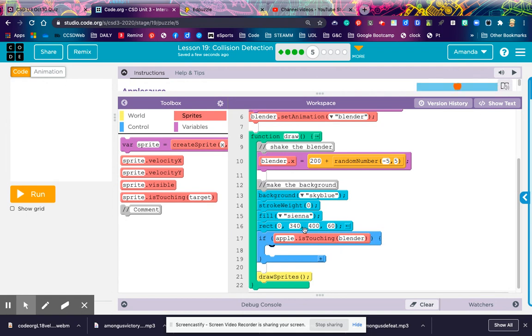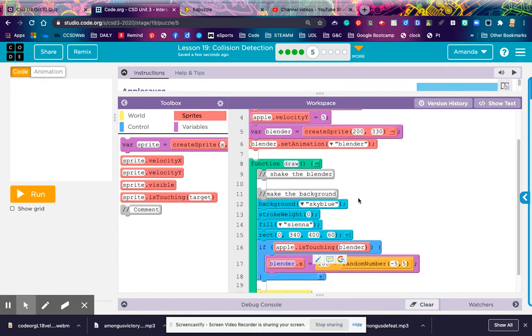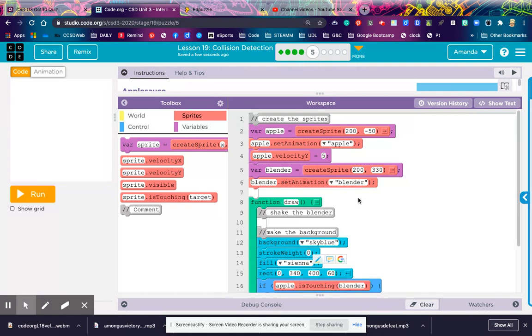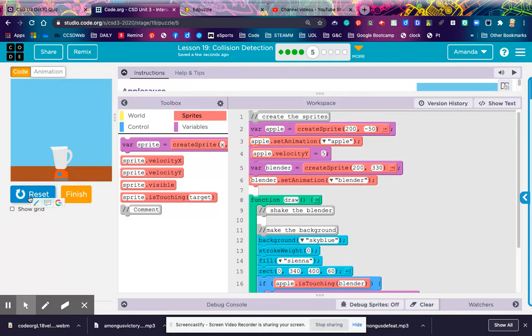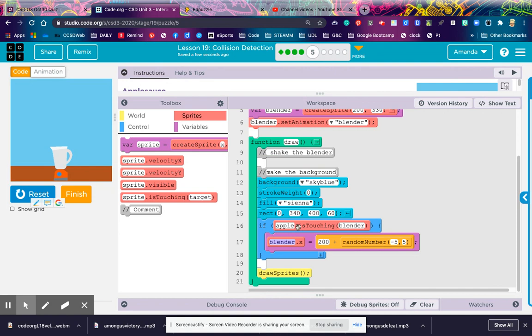If apple is touching blender, then what do I want to happen? Then I want the blender to shake. Right? And so let's see if I'm right. Let's see what happens. Woohoo! It worked. All right, so what happened? Well, if apple is touching blender, then blender.x equals 200 and random y position. So it worked. Let's hit finish.